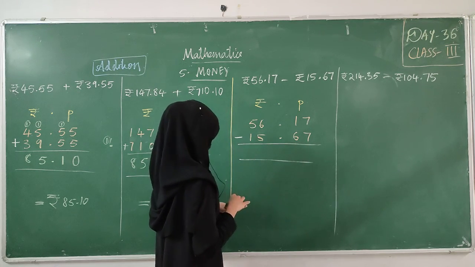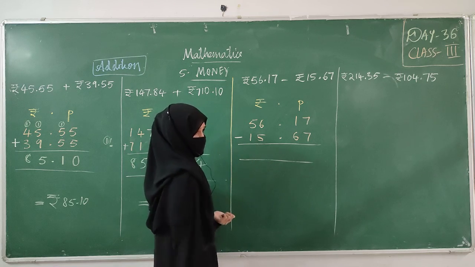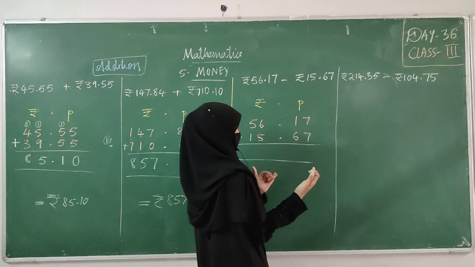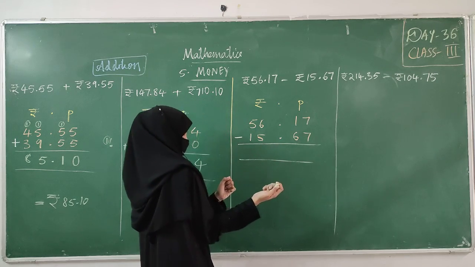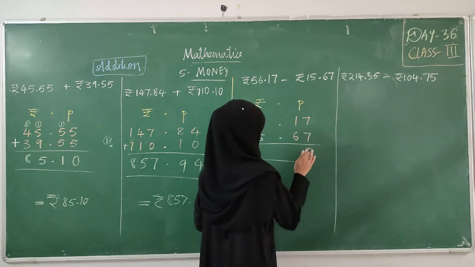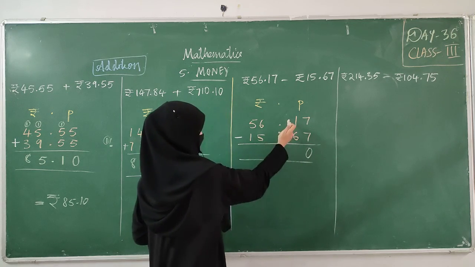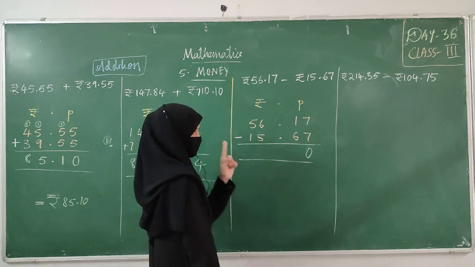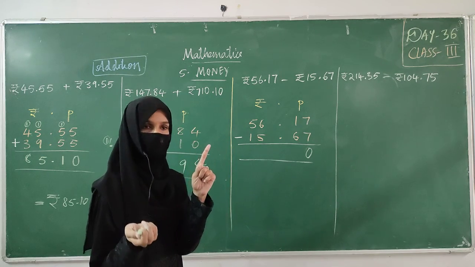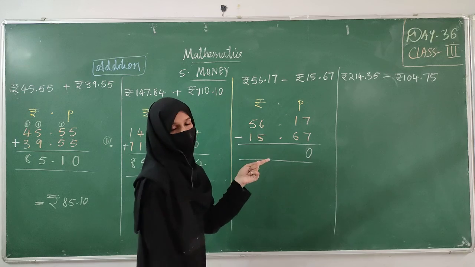Now do the subtraction. 7 minus 7. When a number is subtracted from the same number, 7 minus 7, take out 7 fingers. Then remove all the 7 fingers, you are getting 0. Your answer will be 0 here. Next. 1 minus 6. Take out 1 finger. From this, can you subtract 6? From 1, can you subtract 6? No.